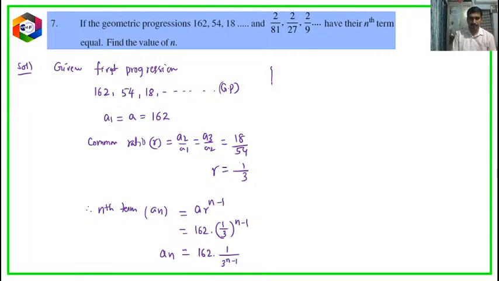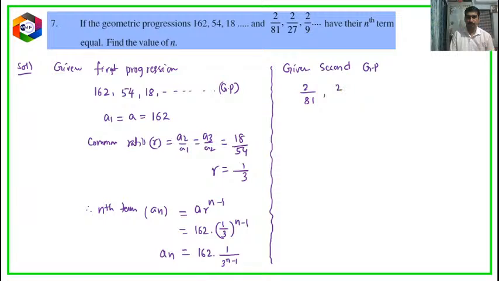And in the same way there is another progression also. Is it clear? Now here also we will find the nth term, children. So given the second geometric progression, second GP, what is that? 2 by 81, 2 by 27, 2 by 9 and so on. Here also let us try to find.